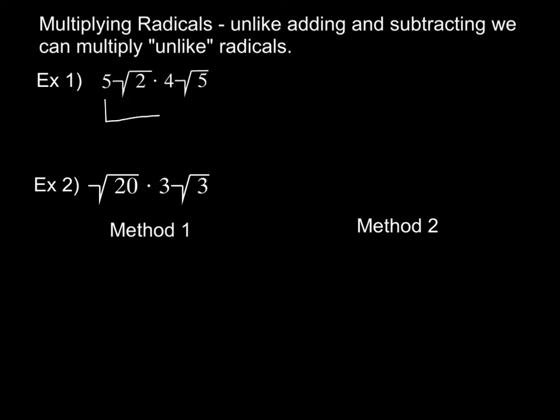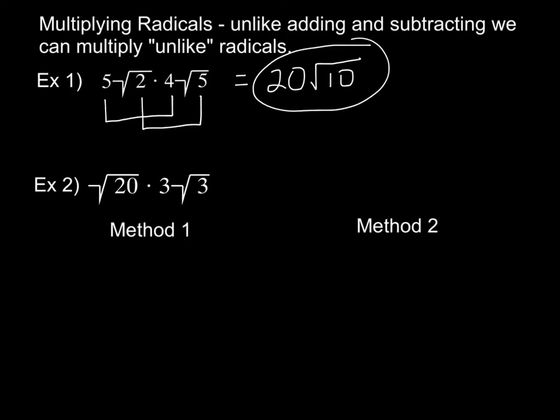When we multiply, you multiply the numbers out front, sometimes called the coefficients, with each other, and then you multiply the numbers under the radicals with each other. And that gives us 20 radical 10. We would then check to see if we can simplify 20 radical 10, and in this case we cannot.